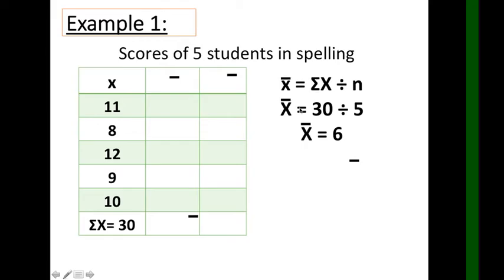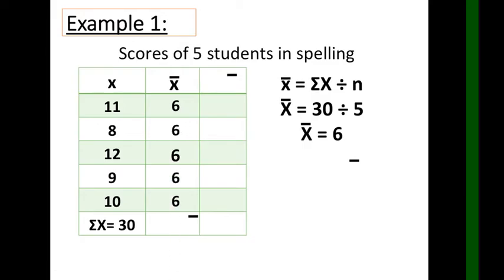To get the mean, we just divide the summation of x by n. What is the summation of x? That's 30, divided by n, which is 5. So let's count: 1, 2, 3, 4, 5. So we have 30 divided by 5 is 6. So that's the mean. For the mean, 6 is the answer. So we will just put 6 in all of these.